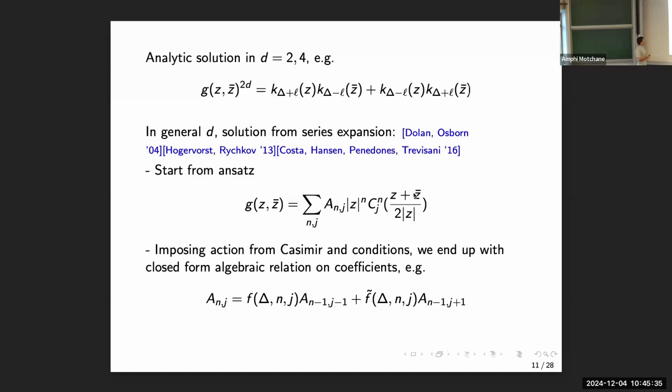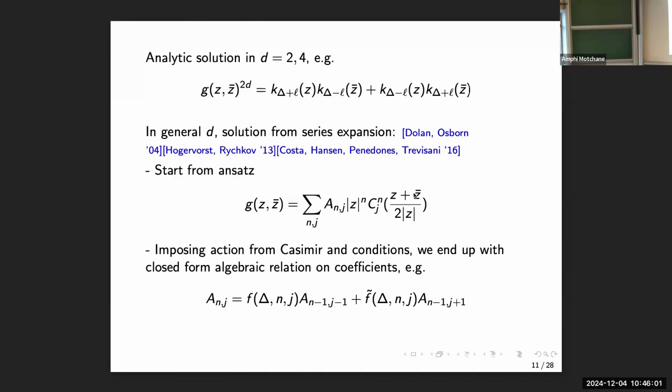So for instance, in even dimensions, in 2 and 4, something like that, you can get an analytic solution for these blocks. And this is the form. But the problem is that when you go to odd dimensions, you cannot do it anymore. And so you have to use other techniques, and one of these may be a series expansion, a solution from a series expansion. This means that you start from an ansatz. So this is the following.